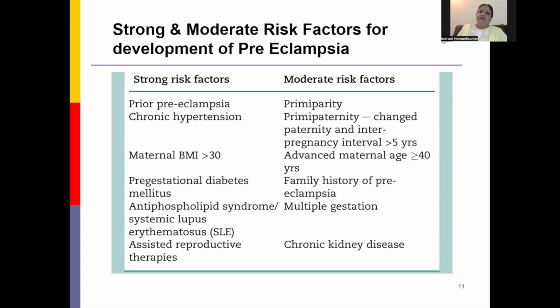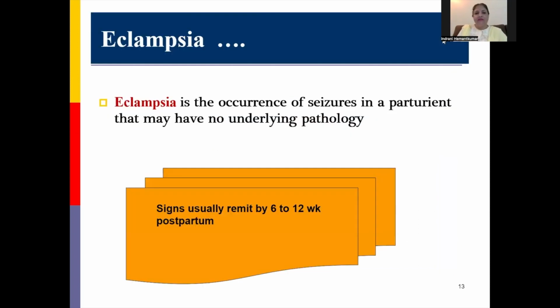There are also some strong risk factors which have to be considered, which indicate that the patient can develop preeclampsia. So what are they? If the patient already has chronic hypertension, or is obese with a BMI of more than 30, or has pregestational diabetes or SLE, or has gone for assisted reproductive therapies, these are the ones who can develop preeclampsia by and large.